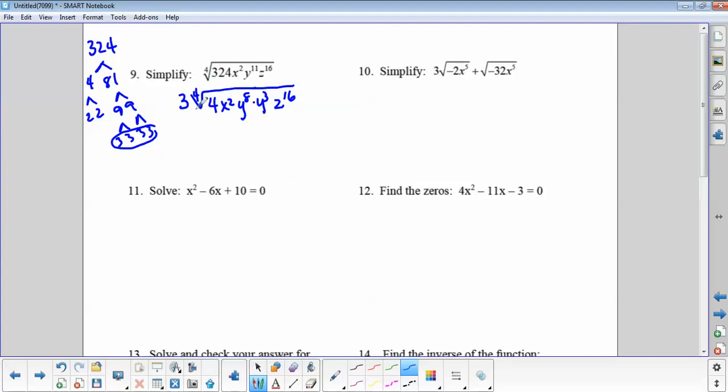Alright, then you still have a 3 on the outside, and when you take out the y to the 8, you do 8 divided by 4, that gives you y squared, and now that's gone. And then next you do 16 divided by 4, that gives you z to the 4, and now that's gone. And so everything that's not crossed off is left underneath your fourth root. So I still have 4x squared and y to the 3rd.